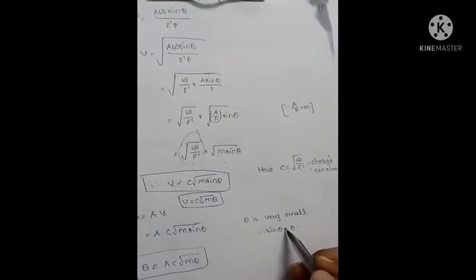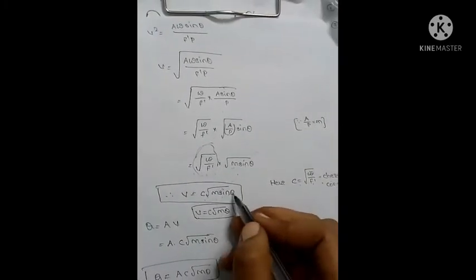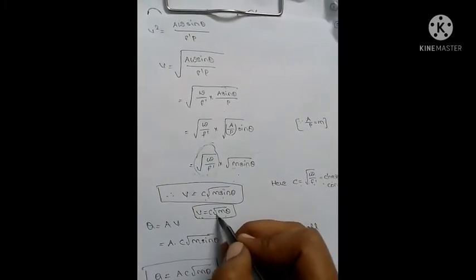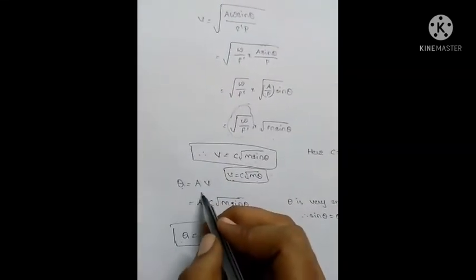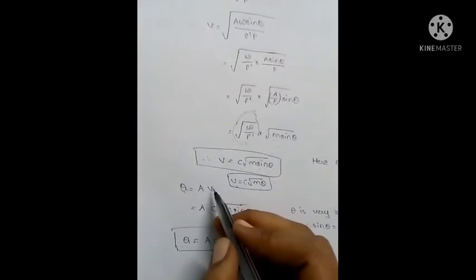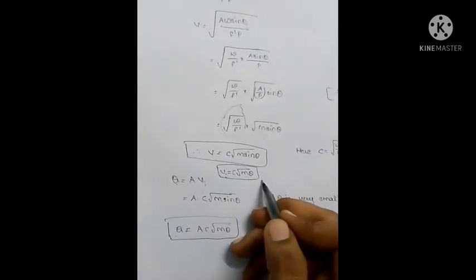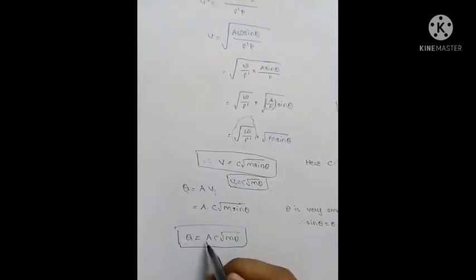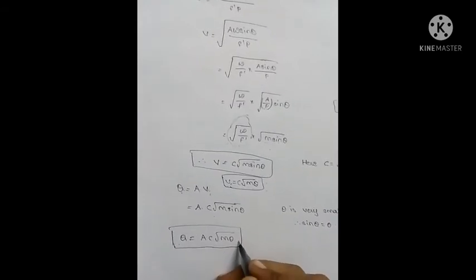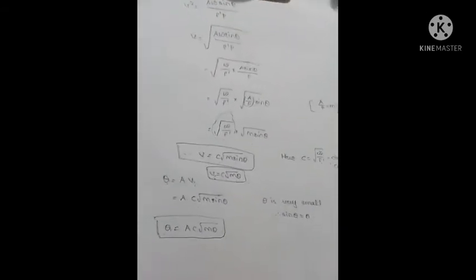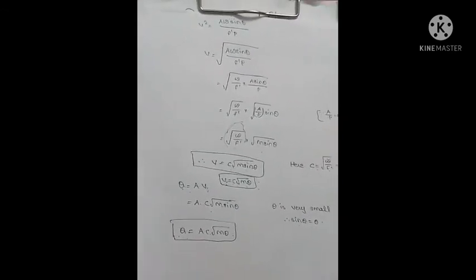Here theta is very small, so sin theta is equal to theta. V is equal to C root m theta. Then what is discharge? Q is equal to area into velocity. Here velocity V is equal to C root m theta. Substitute here, then we will get the discharge. Q is equal to A C root m theta. That's it. This is the equation for the discharge through an open channel using Chezy's constant.